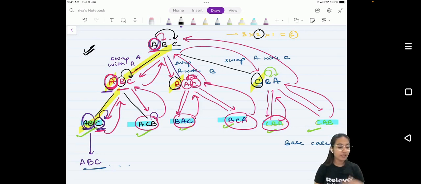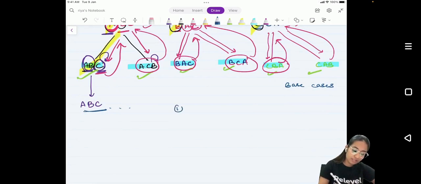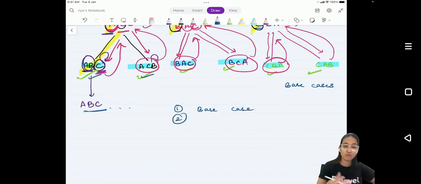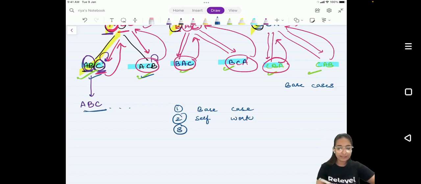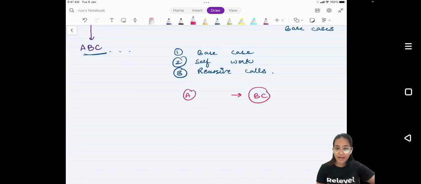And again, we are doing everything in a recursive manner. I'll repeat it once again: for every recursive question, you have to have a base case, which we have. That's when you have no more characters left in the string which can be shifted. You have to do some self work. Here the self work is nothing but the swapping operation. And then we make recursive calls. It's more or less saying: give me the answer for the permutations of BC, and I will just add myself in positions in between.